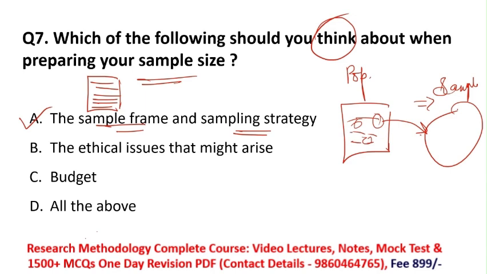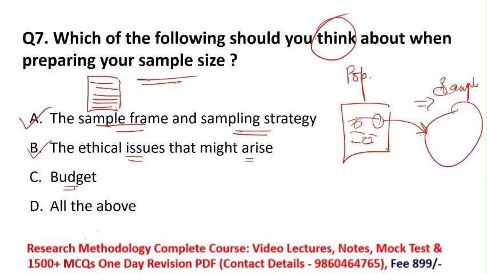Then option B is ethical issues that might arise. Yes, you should think about ethical issues. You should not be biased here. You should perform your research in a proper manner, by using proper methods. You should not be biased. So ethical issues should matter when you are selecting your sample size. So option B is also correct.